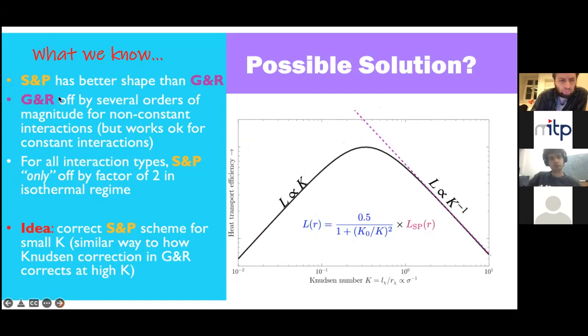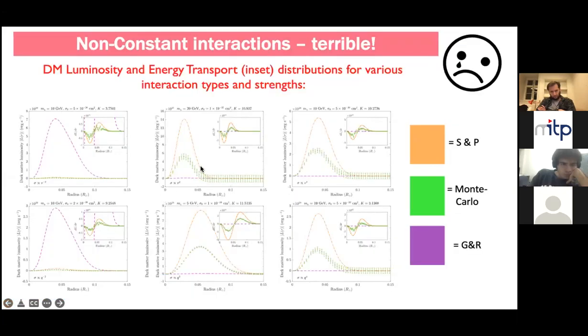So where do we go from this? Well, what have we found? Just to conclude, we found that the Spergel and Press had a much better shape than the Goldman-Rafelt. But we found that Goldman-Rafelt was off by several orders of magnitude for non-constant interactions. But remember that it does work well for the constant interactions. Now, if I go back to these plots, you can actually see that the Spergel and Press result works well in the isothermal regime. It actually fits the result very well, apart from the fact it's off by this mysterious factor of 2.